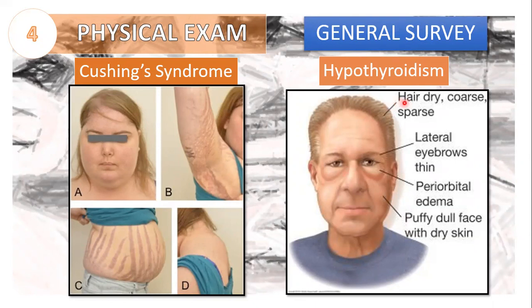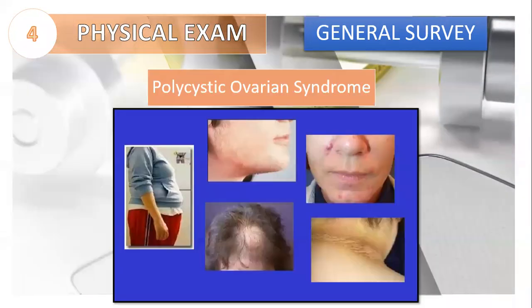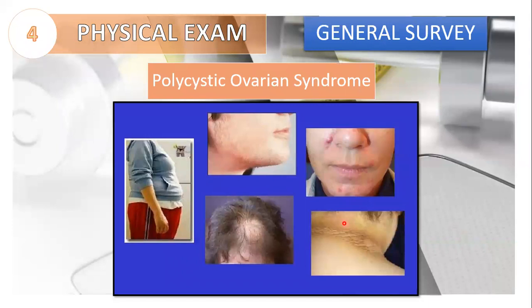the hair is dry, coarse, and sparse, and the lateral eyebrows would be thin. There is periorbital edema, puffy dull face with dry skin. Next, for PCOS, you have to note also central obesity, hirsutism, acne, male androgenic pattern of alopecia, and acanthosis nigricans.